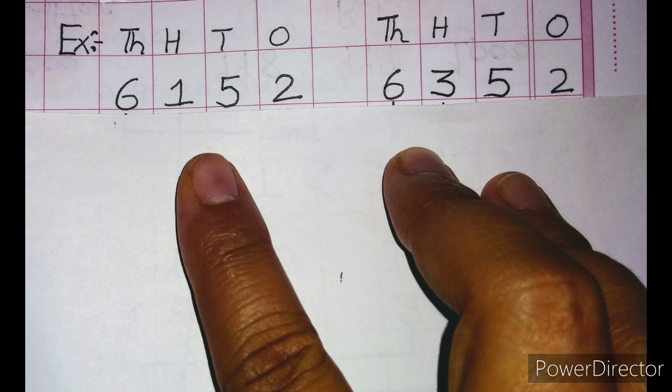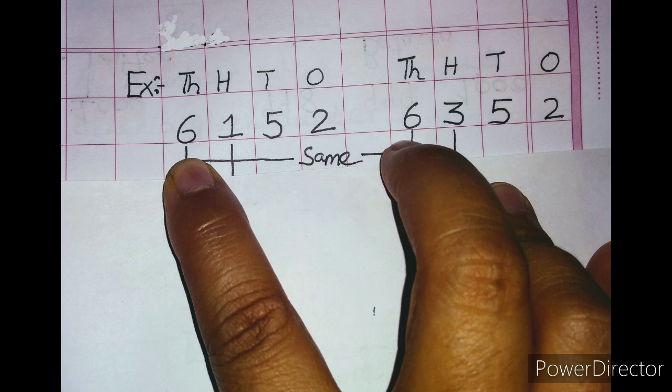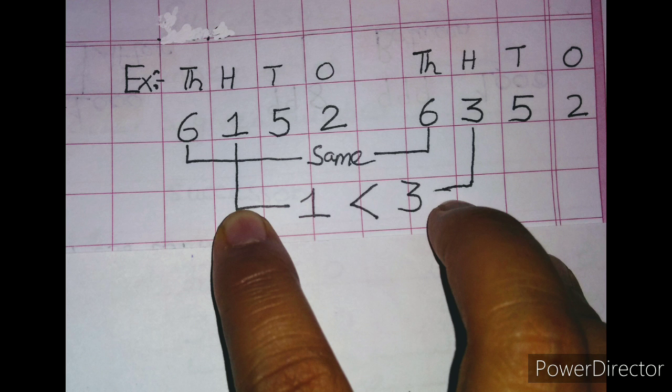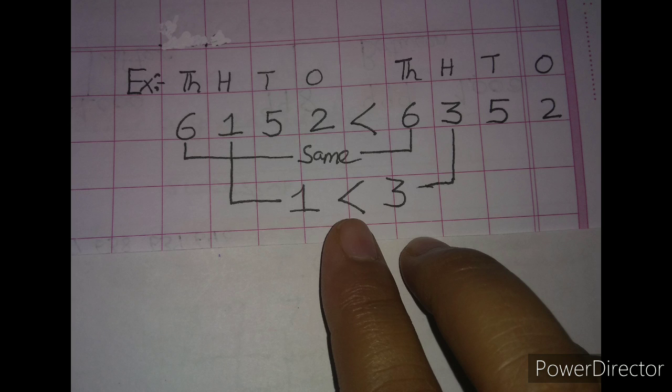8484. Another example is 6152, and on the other side the number is 6352. In 1000 place both sides the digit is 6, so it will remain same. In 100 place, one side it is digit 1 and the other side it is digit 3. So 3 is greater than 1. So alligator will open its mouth towards right side.